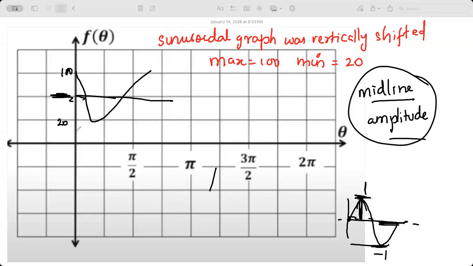What can I do for the midline? Basically, add both and divide by 2: 100 plus 20, divided by 2. That's the average, which is the midline, right? So the midline happens at y equal to 60. And then the amplitude is this distance, which is 40. Any questions, guys?